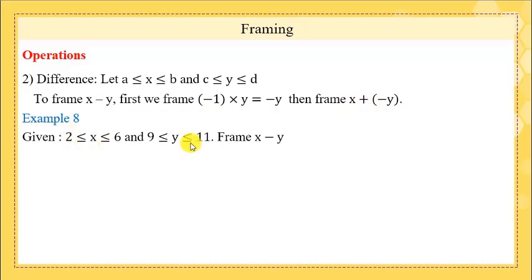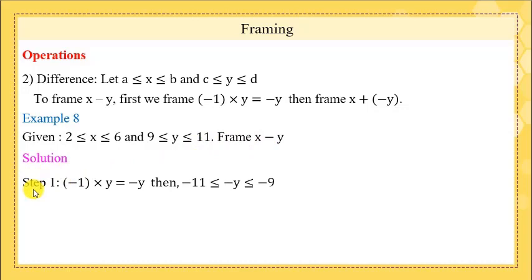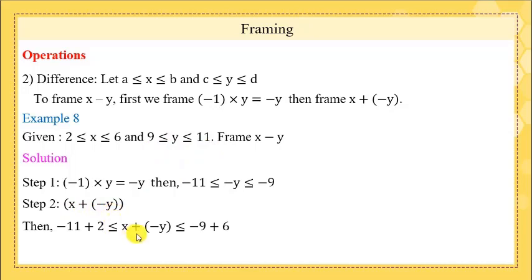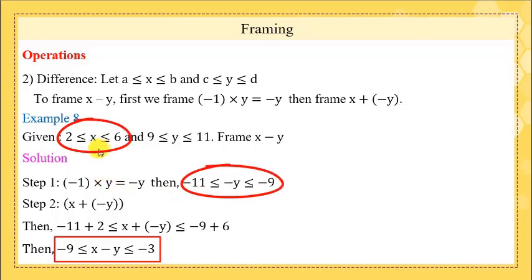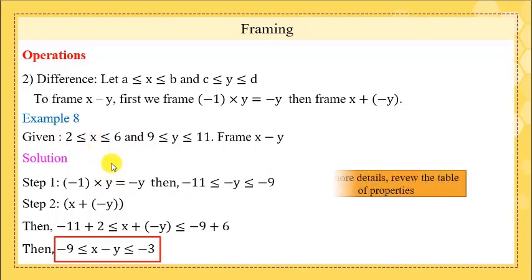Example, we have two numbers x and y. Frame x minus y. To frame x minus y, we find first step, which is minus y. So minus y, we multiply by minus and we reverse the positions of the boundaries. Then we find x plus minus y, so x plus minus y, similarly to x minus y, is between minus 9 and minus 3. To find x minus y, we add the boundaries of minus y and the boundaries of x. Add more details in your textbook.